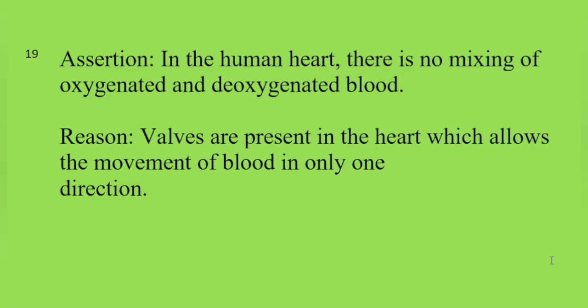In human heart, there is no mixing of oxygenated and deoxygenated blood. Yes, assertion is correct. Reason: valves are present in the heart which allows the movement of blood in only one direction. That is also a correct statement, but it is not the correct explanation. The mixing is prevented by the septum which separates the chambers completely. So here we can say assertion and reason both are correct, but not the correct explanation.